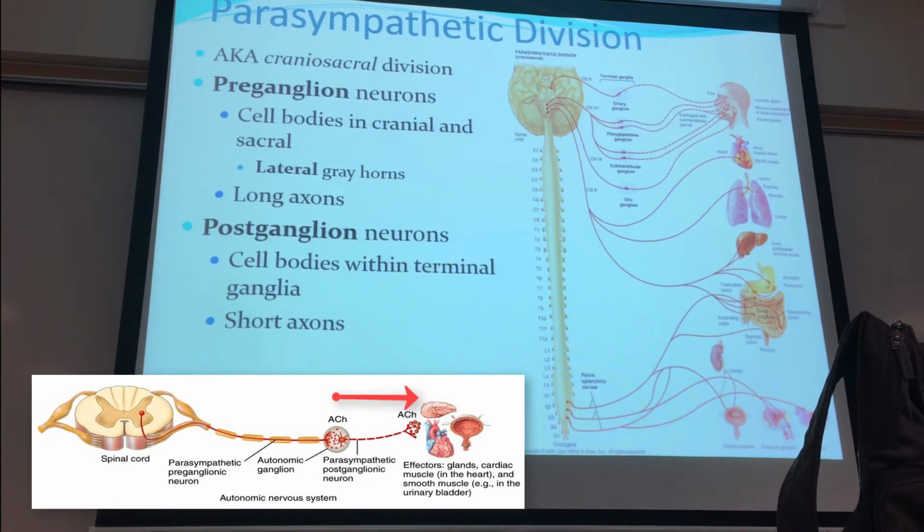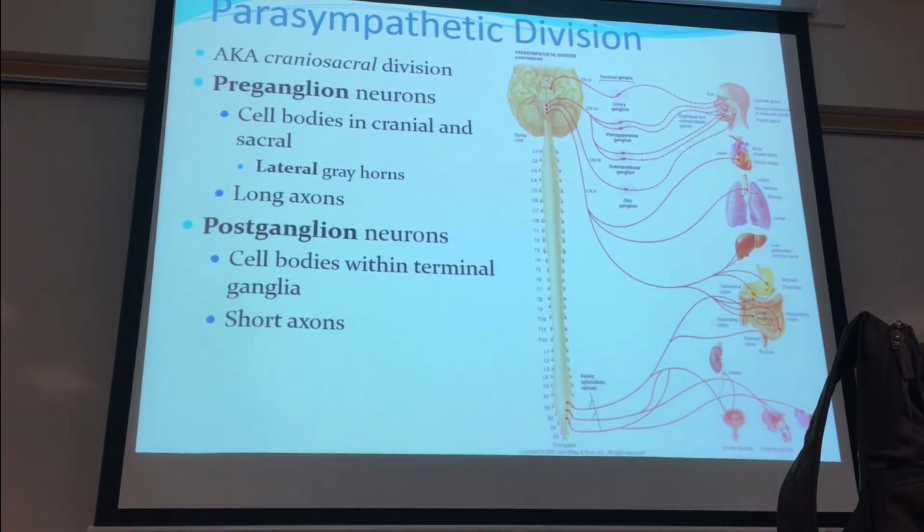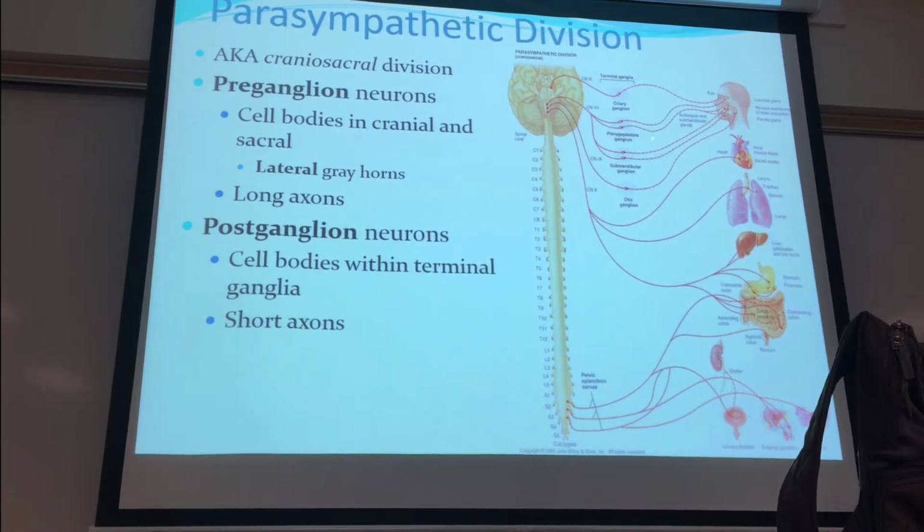Very short postganglion neurons. Now, for the most part, like I mentioned, if you were to take a look at the digestive system, the ganglions are going to be located right all along the tissue. But if you were to look at the ones that originate from our cranial nerves, you're going to see that we have ganglion, ciliary ganglion.